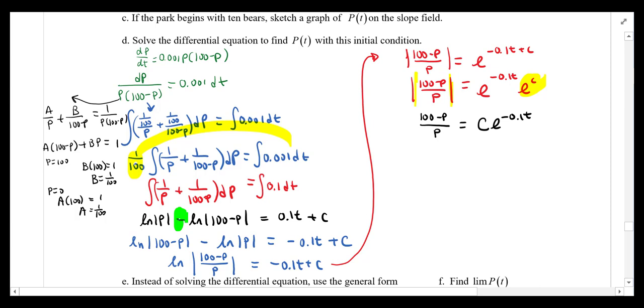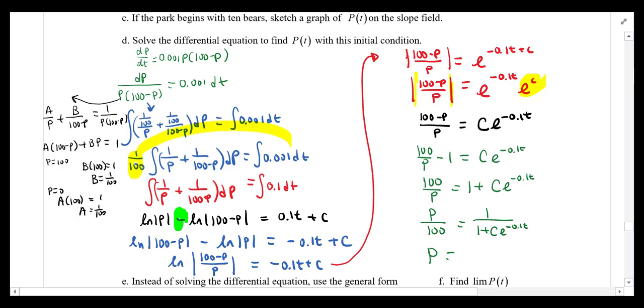Wow. And then once again, we do that process of splitting it up. So yeah, I'm just doing that all over again. 100 over p minus 1, 100 over p equals 1 plus c e to the negative 0.1 t. We'll flip it. p over 100 equals 1 over 1 plus c e to the negative 0.1 t. And then we will multiply by 100. And here's what we get.